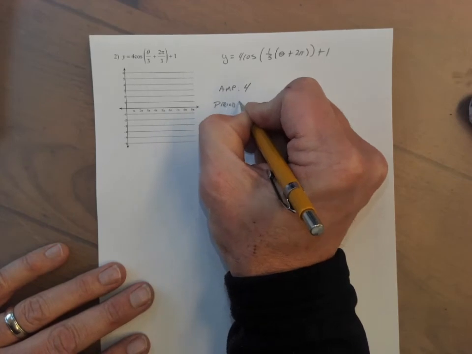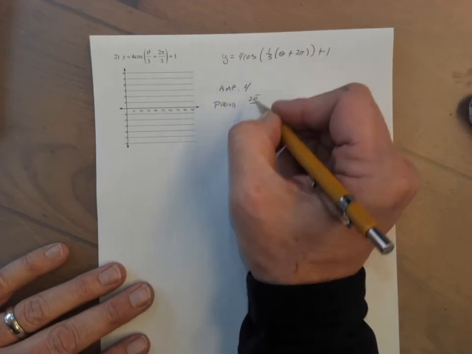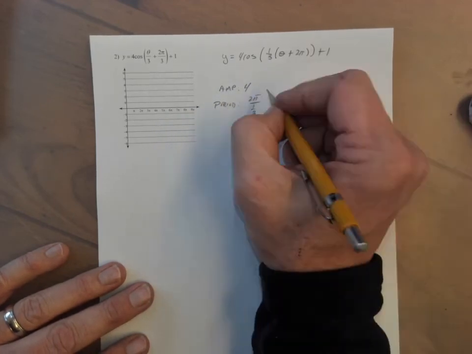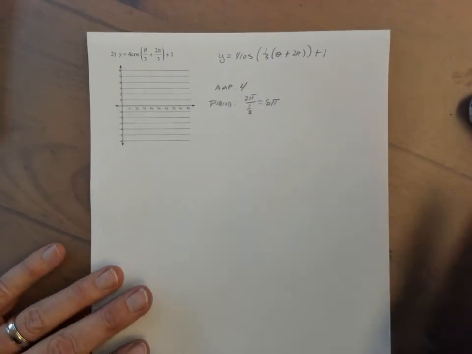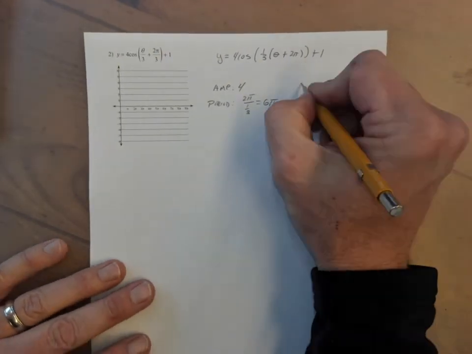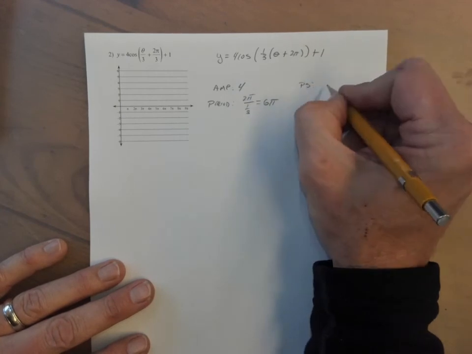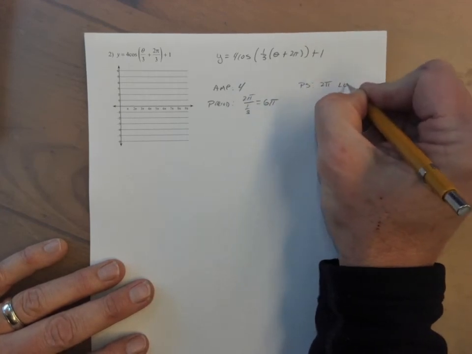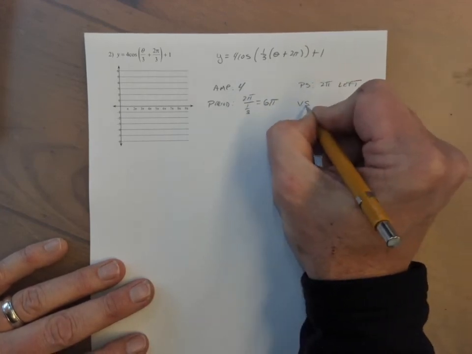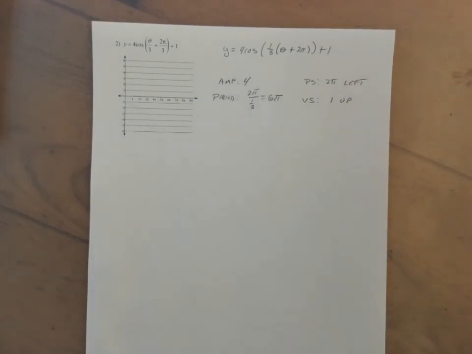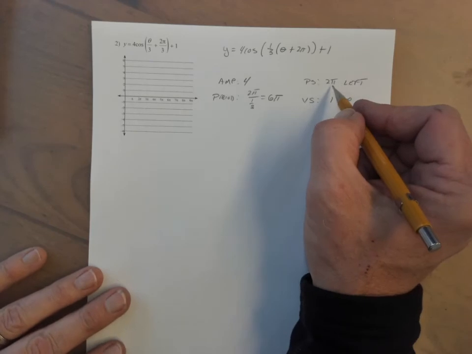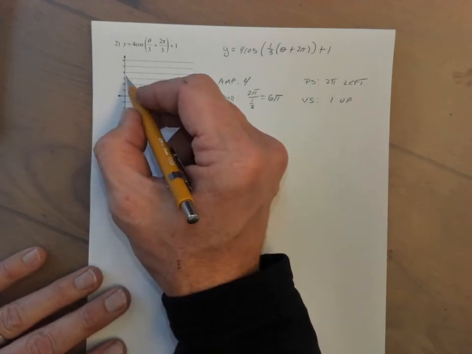The period, 2 pi divided by the absolute value of 1/3. That's positive, so that's 6 pi. So that's how long it takes to complete one cycle. Our phase shift, because it's plus, will now be 2 pi to the left, and our vertical shift will be 1 up.